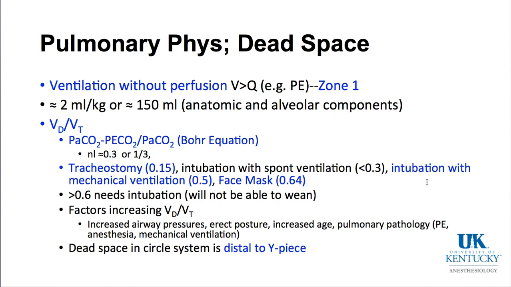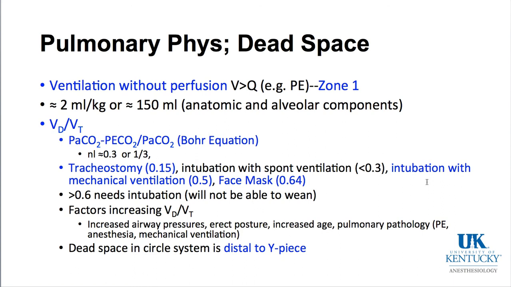Dead space is the next topic, which refers to ventilation without perfusion as opposed to shunt, which was perfusion without ventilation. This is classic zone 1 of the lung, where PA is greater than Pa, so you have ventilation without perfusion. The normal dead space of our body anatomically is approximately 2 mL per kilogram, or 1 mL per pound, or approximately 150 mL to get air from our mouth down to the terminal bronchioles.